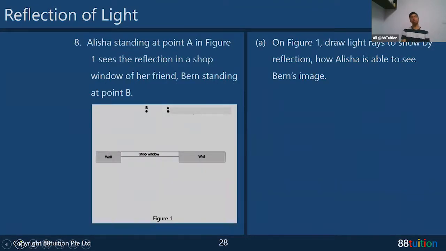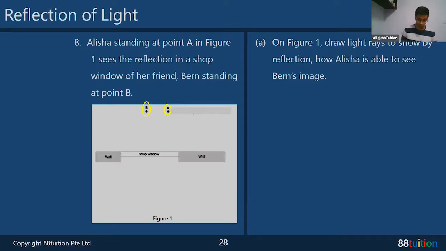Okay. And if you know how to do that question, then question 8 will be of the same format, where you have 2 people standing at positions A and B. One person's name is Alicia. The other person's name is Bern. So I'm going to give A to Alicia to stand at A, and Bern starts standing at the letter B. Obviously, his name starts with B.